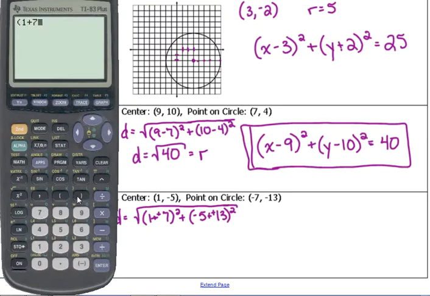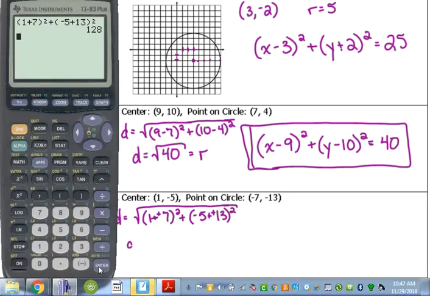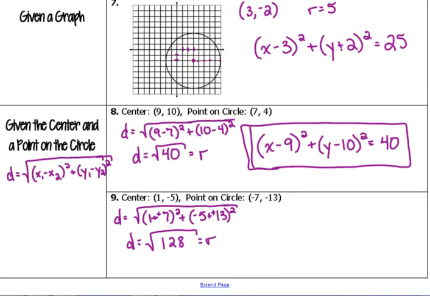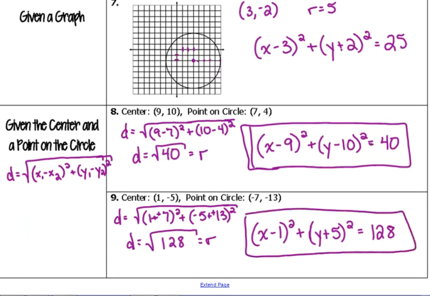So 1 plus 7 squared plus negative 5 plus 13 squared. Now, if you don't feel confident about changing those subtracting negatives into positives, that's fine. Then just type it exactly into your calculator like you plugged it into the formula. I'm just trying to save myself a little bit of effort there. So x minus 1 squared plus y plus 5 squared, because I'm subtracting a negative 5, is equal to, my radius was the square root again, so I square the square root, so it's equal to 128.